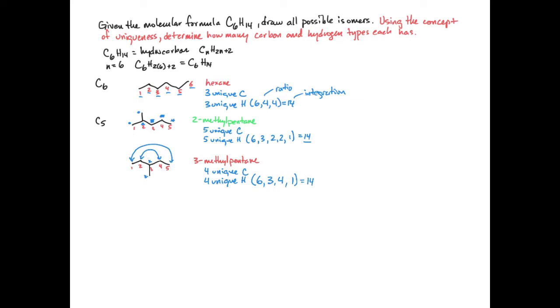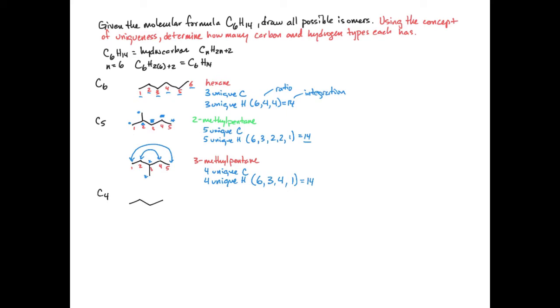At this time, we've exhausted all the C5 isomers. You can't put the methyl group at position 4 because then you're really just making 2-methylpentane again. So what we do now is move down to the C4 linear hydrocarbon, and these are going to be butane derivatives.